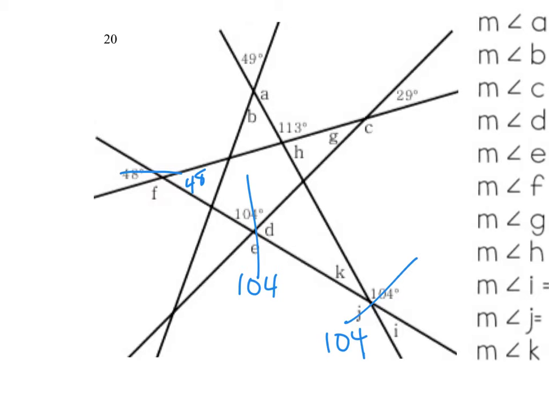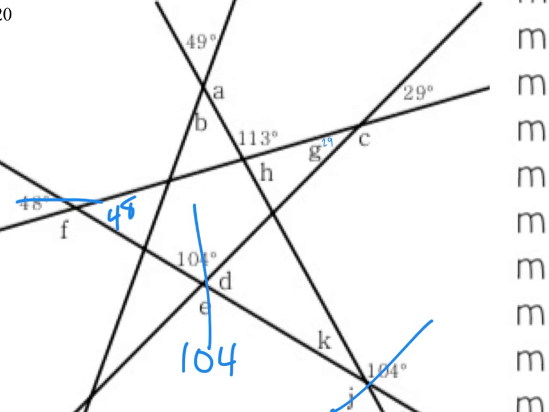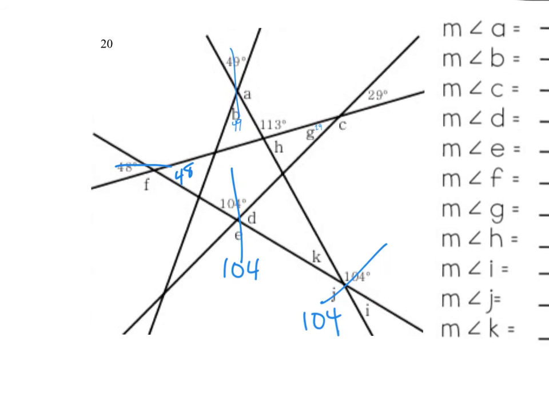But that's going to be hard to see when I finish it. Let me write that a little bit bigger. 29. Okay. Oh, B right here is going to be 49. Okay. So far, so good. I have to figure out F here.